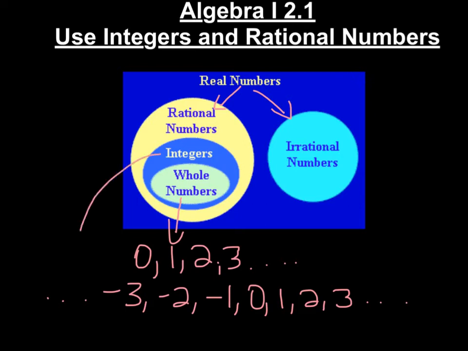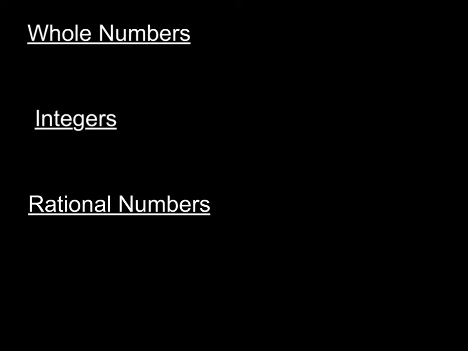Those are integers. Okay, and then when we look at rational numbers, a rational number is any number that can be written as a fraction, 1/2, 2/3, anything like that. Let's take a closer look at the vocabulary that we spoke about on the previous page. Whole numbers, integers, and rational numbers.